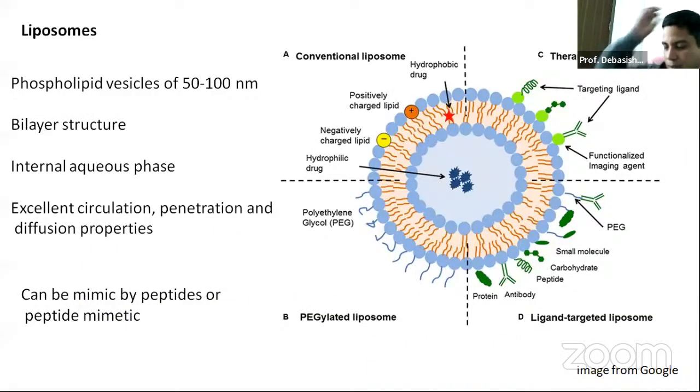And for liposome, we all know about the lipids and phospholipids. They form vesicles of 50 to 100 nanometers. So this is the schematic of a lipid, where we have the hydrophilic interior, and obviously the hydrophobic exterior. And then there is a bilayer structure. So we have that internal aqueous phase, and this kind of liposome has excellent circulation, penetration, and diffusion properties. And we can mimic these natural liposomes by peptide or peptide mimicking.